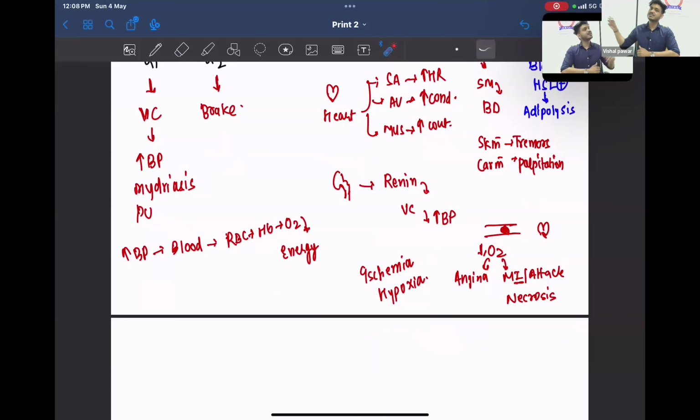Someone has an attack, he is admitted to hospital, and now he is having stenting. Either stenting, or if more vessels are blocked, we can go for bypass. We can do the bypass surgery, right? That is what we are doing. So we are just removing the blockage.